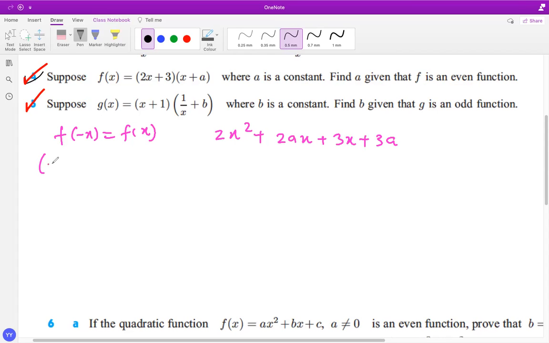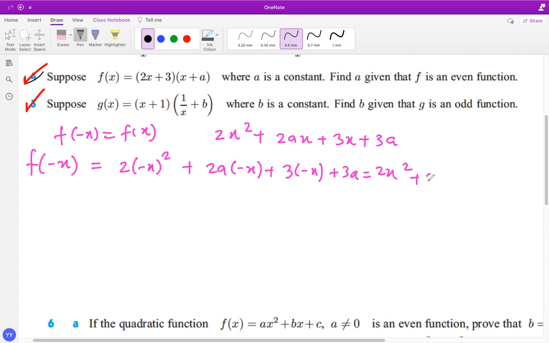So if f of negative x, I'm writing, f of negative x is basically 2 times negative x the whole square plus 2a times negative x plus 3 times negative x plus 3a, and this should be equal to the original function, which is this itself. So it is 2x squared plus 2ax plus 3x plus 3a.